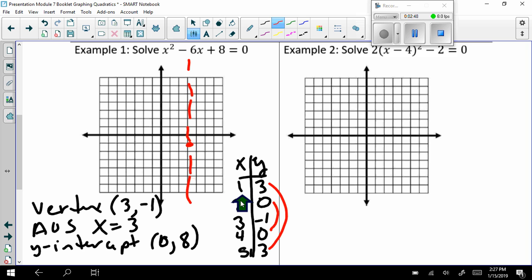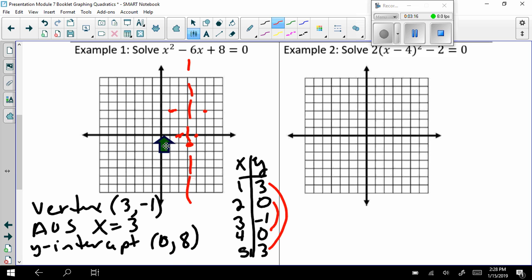Now I'm going to plot my points 1 comma 3. So to the right 1, up 3, 1, 2, 3. And then 2 comma 0. So to the right 2, up and down 0. I can just go ahead and use symmetry to plot those points on either side. And then I'm going to go ahead and plot my y-intercept just so that it's there, because I like to know where it's at. So 0 comma 8.